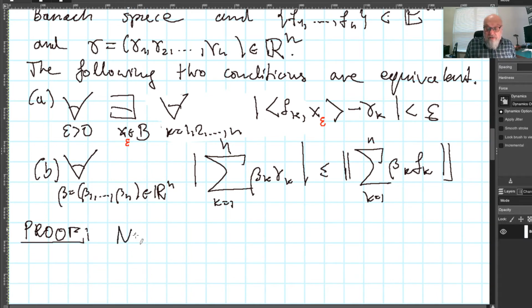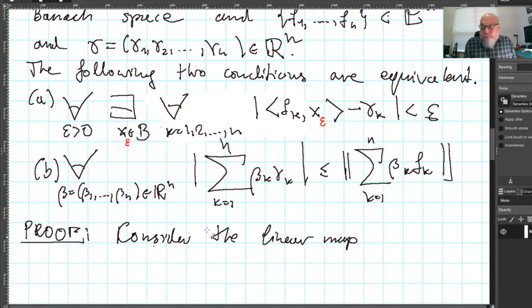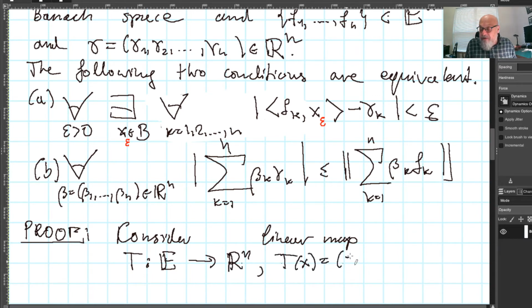So let's do the proof quickly and let's reveal what actually is going on with the condition A. So consider the linear map T that goes from E to Rn, and it is defined like this: T of x is just simply equal f1 of x, f2 of x, up to fn of x.